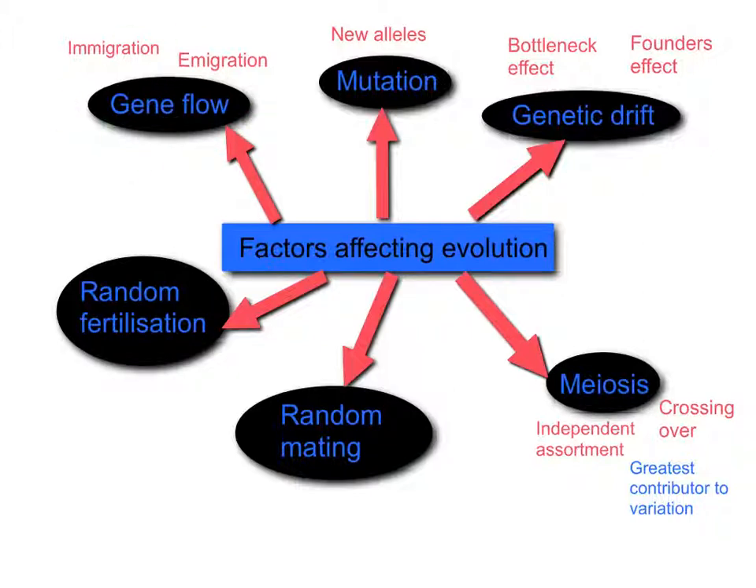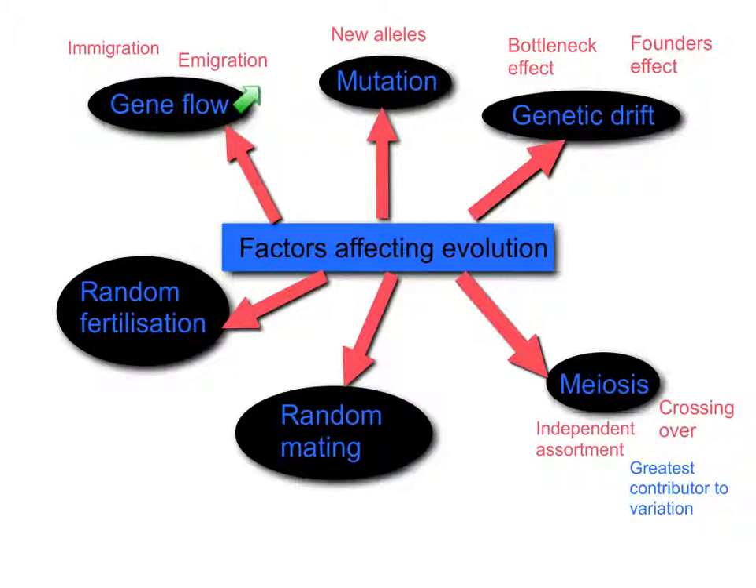Last one, gene flow. So this is the idea that genes or alleles within individuals move between populations. So immigration is the movement of an individual into a population. Emigration is the movement of an individual from a population, and it concentrates on the alleles that they either bring in with them or that they take away with them.